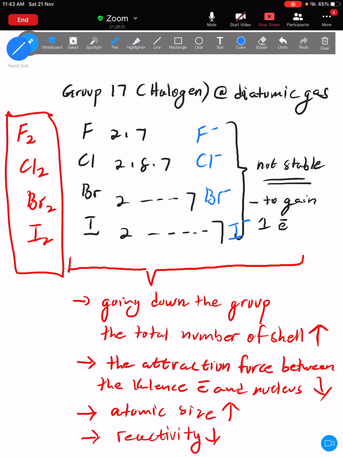Which reactivity am I talking about? I'm talking about electronegativity. Electronegativity behavior decreases as you go down group 17. But for group 1, the electropositivity behavior increases as you go down the group. Those are the two things you must keep in mind.